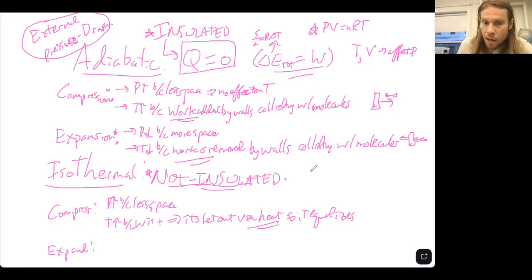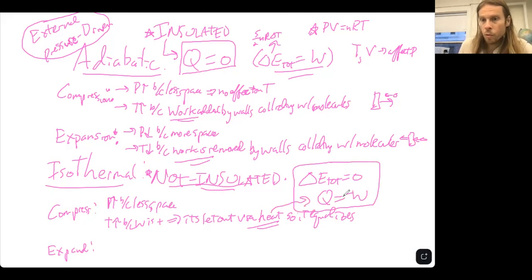So what happens here is that for isothermal, delta E total is 0, but Q equals negative W. In other words, the heat balances the work. If the work adds 10 joules, the heat takes away 10 joules. Done. If work is positive 10, Q says, I'll just take that away. So T is constant. I hope that makes sense.